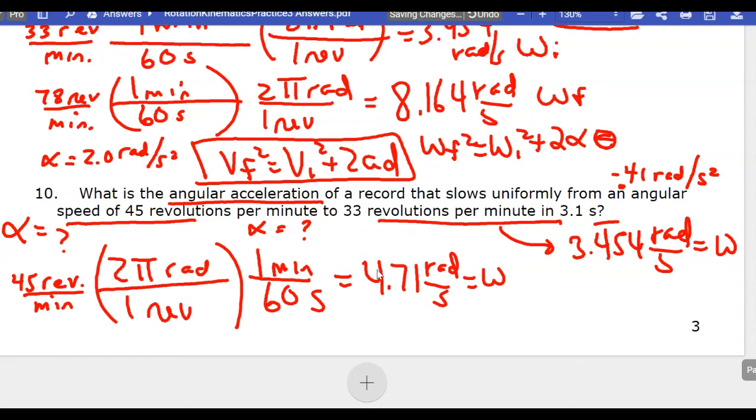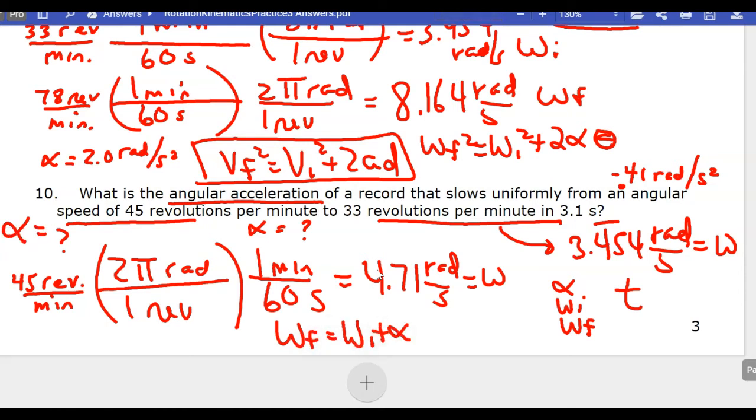So what do I have? I want alpha. I have omega I, I have omega F, the rotational, and I have T. So I know what to use. It makes me think of VF equals VI plus AT, but this is all rotational. See how I think about this? What's the analog here? Two V's and A and T. So I'll just do omega F equals omega I plus alpha T. And that's the approach that you'll be using on the homework.